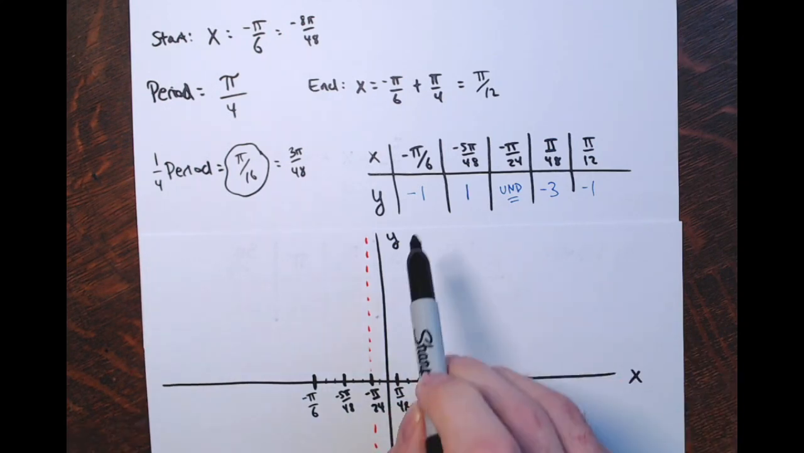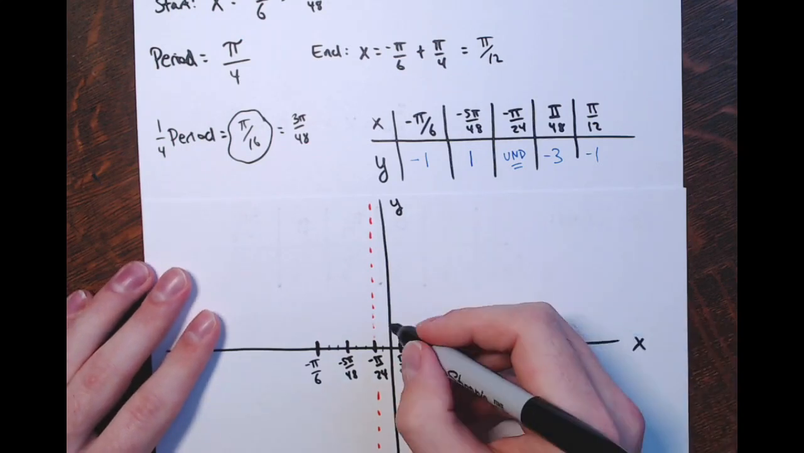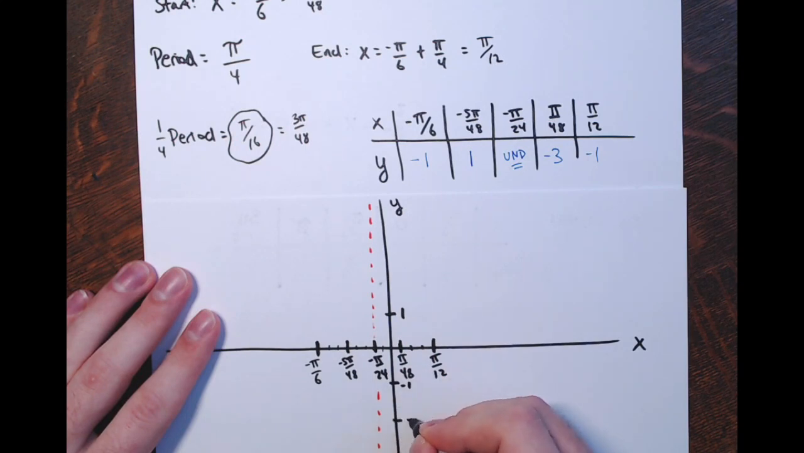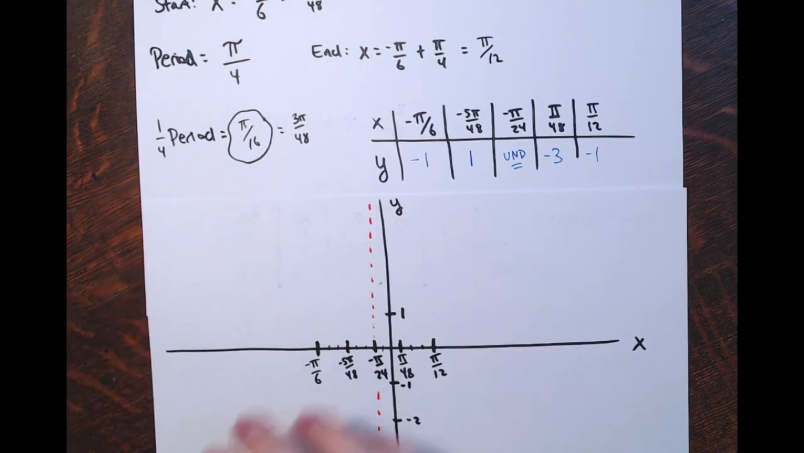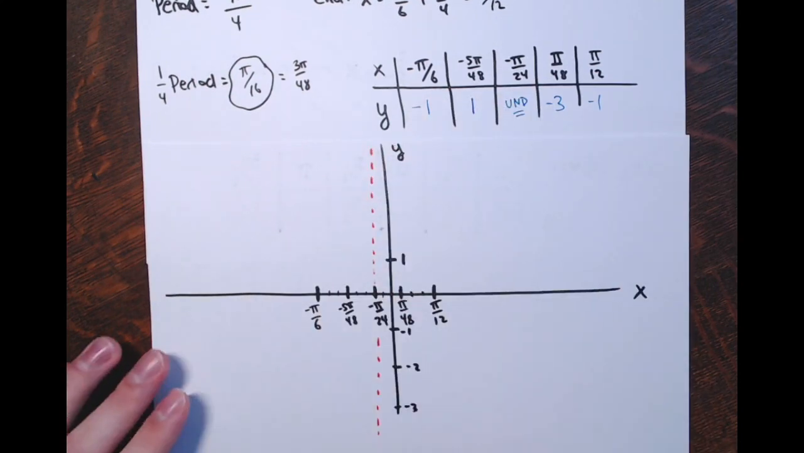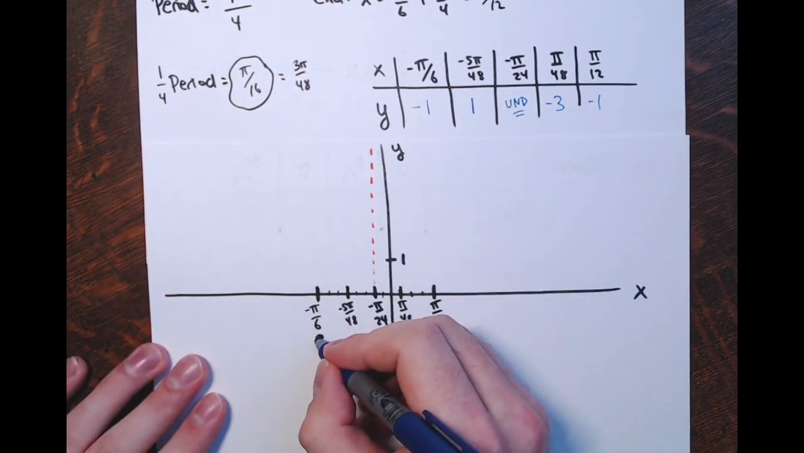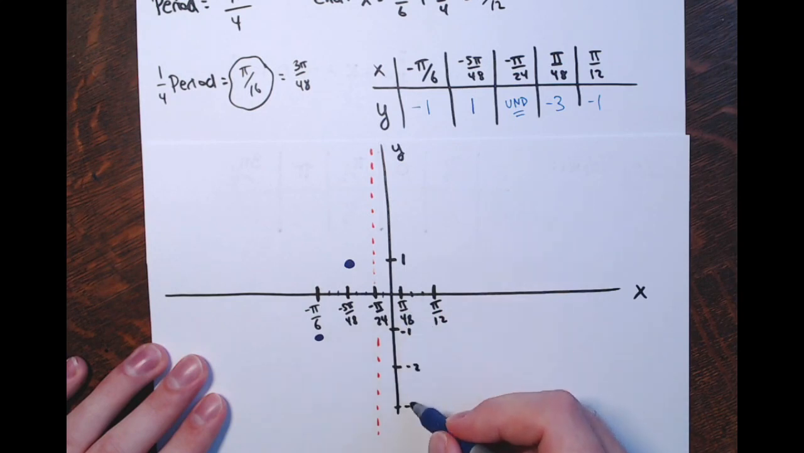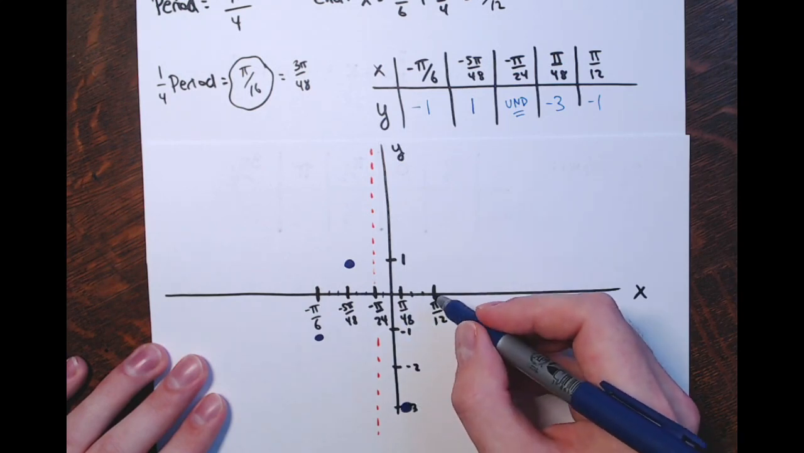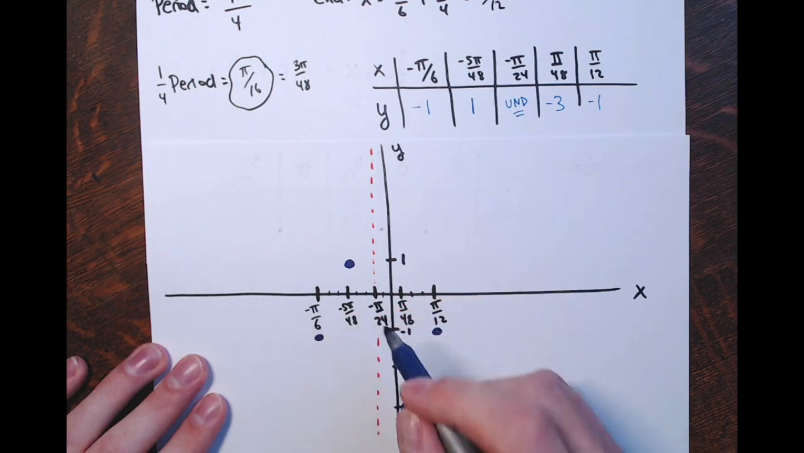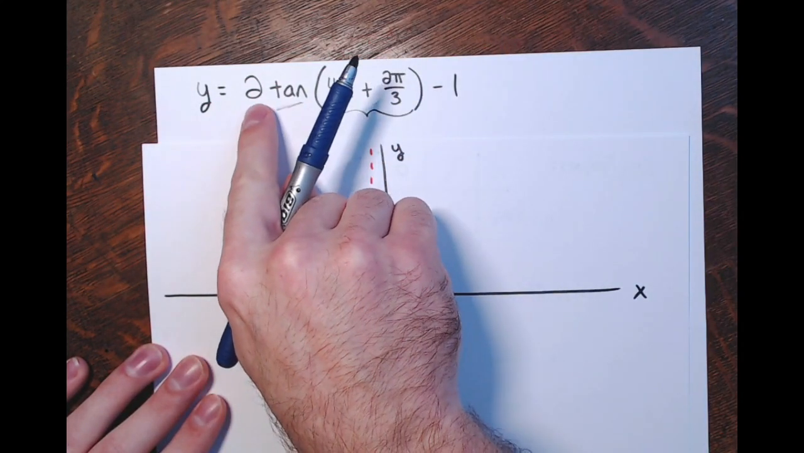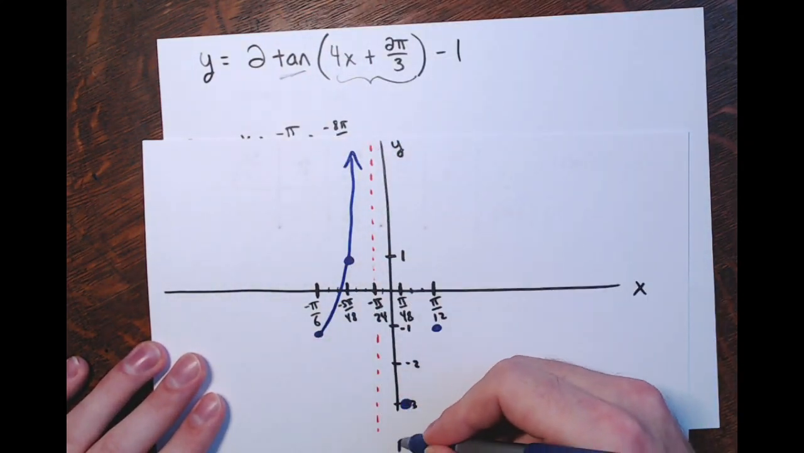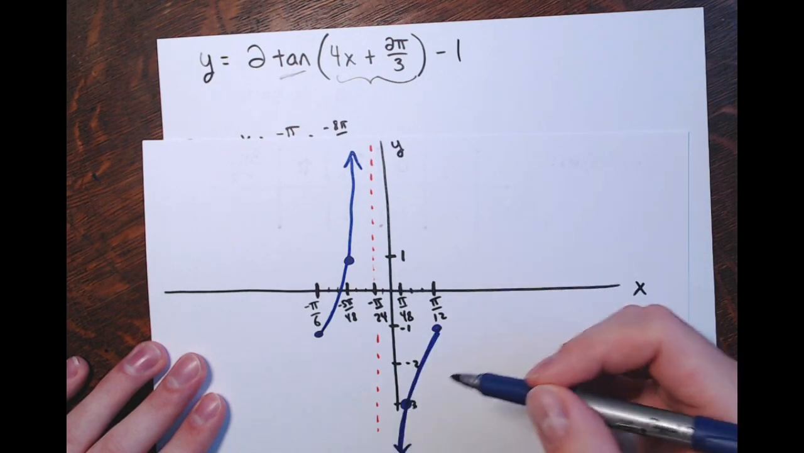And then the outputs that are showing up are 1, negative 1, and negative 3. So let's say this is 1 here, then negative 1 here, and then negative 2, negative 3. And plotting some points. Negative pi over 6, negative 1. Negative 5 pi over 48, positive 1. Pi over 48, negative 3. And pi over 12, negative 1. Again, notice that the tangent was multiplied by a positive number on the outside, so it's going to be just like my tangent earlier, rising the whole time as you move from left to right.